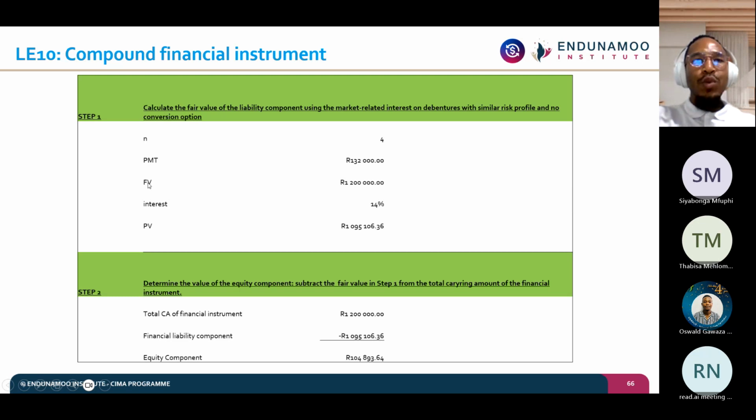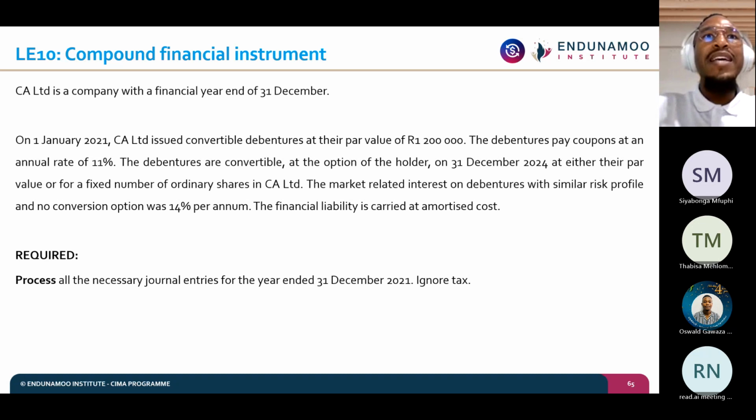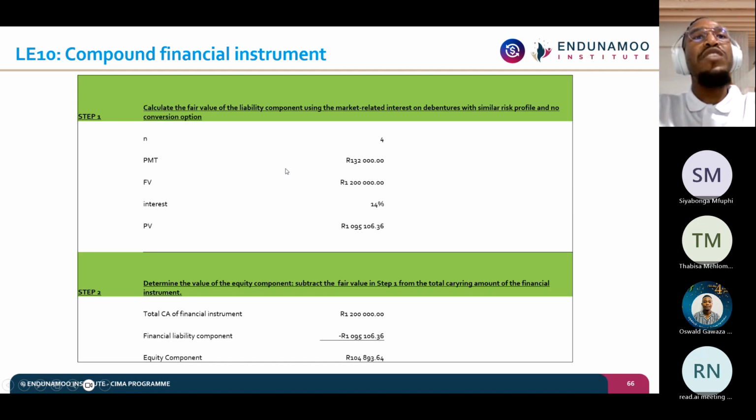The future value is what we are going to pay at the end of 4 years if the holder of the debentures chooses to receive cash. And in the scenario, we were told that the debentures are convertible at the option of the holder on 31 December 2024, meaning in 4 years' time, at their par value, and we know the par value is 1.2 million. So in 4 years' time, we may have to pay a future value of 1.2 million.